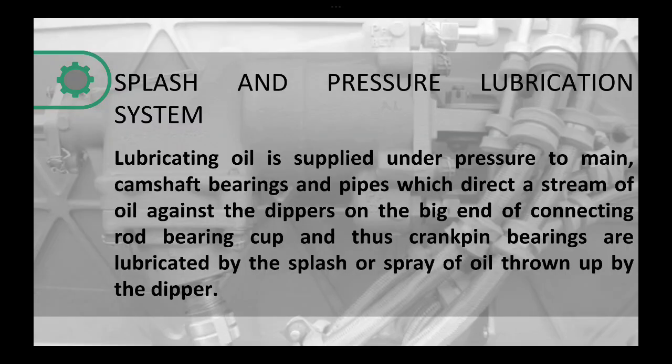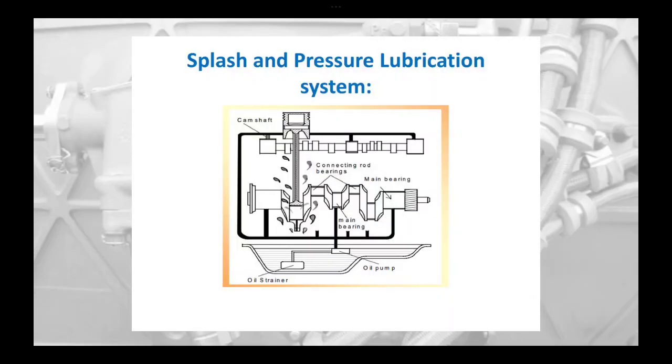And lastly, the combination of both the splash and pressure lubrication system. So your lubricating oil is under pressure to main camshaft bearings and pipes, which direct streams of oil against the dippers on the big end of the connecting rod. Bearing cup, thus crank pin bearings are lubricated by the splash or spray of oil thrown by the dipper. So that's the combination of both.